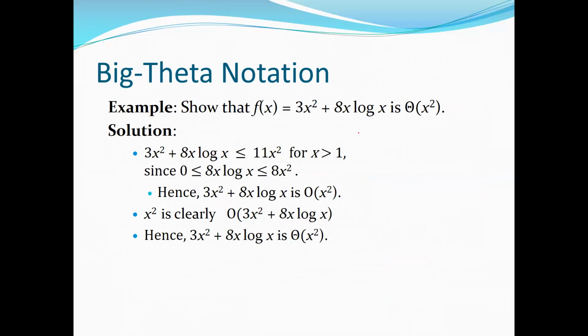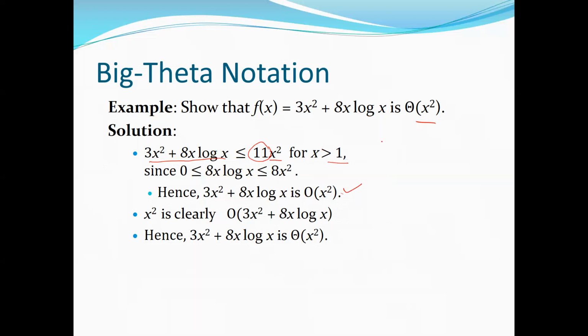So one more example: f of x is 3x squared plus 8x log x. Show that this is theta of x squared. The solution is to show that this is both big O and big omega of x squared. So this is the left hand side, 3x squared plus 8x log x, less than or equal to a constant times x squared, where x squared is g of x. You need to find some c value, which we have found, and a k value, that is 1. For that you can see that this inequality is true, and this becomes big O of x squared.